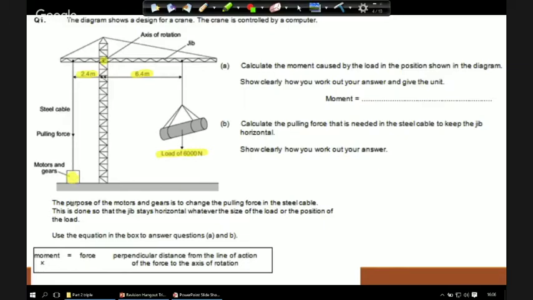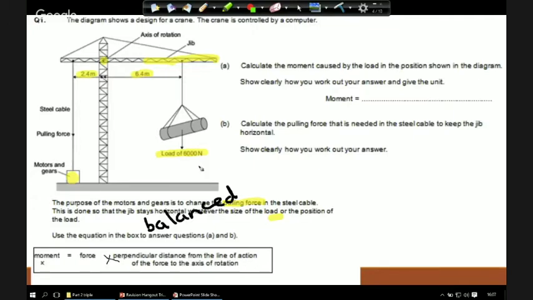So carrying on reading the question, the purpose of the motors and the gears is to change the pulling force in the steel cable. This is done so that the jib, and this here is the jib, labelled up there, stays horizontal whatever the size of the load or the position of the load. In other words, the moments are balanced. So that's going to be something I need to use in order to get full marks for this question. Now it gives me the equation here that moment equals force times perpendicular distance.